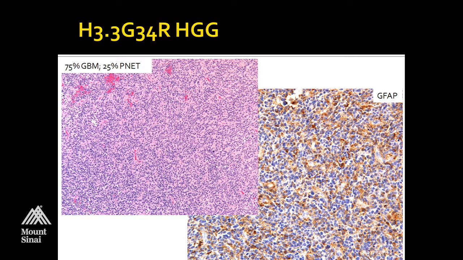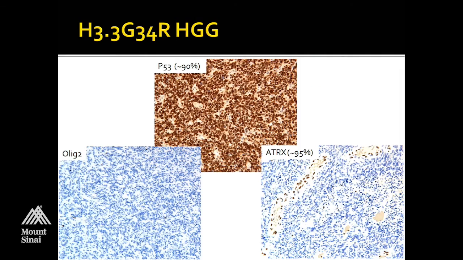So this is just some pictures of that. From a pure morphology perspective, about 75% of them will look like a GBM, and 25% of them can look like PNETs. They may have GFAP expression in the ones that look more glial, but they can actually be very weak for GFAP. About 90% of them will have diffuse strong immunohistochemical staining for P53, and about 95% of them will have lost ATRX on immuno. Now, interestingly, as different from a lot of the other high-grade gliomas, they typically don't express OLIG2, which we think of as a glial marker, but these ones usually don't express it.